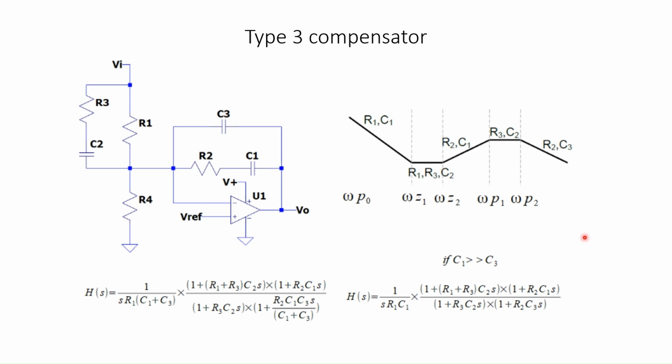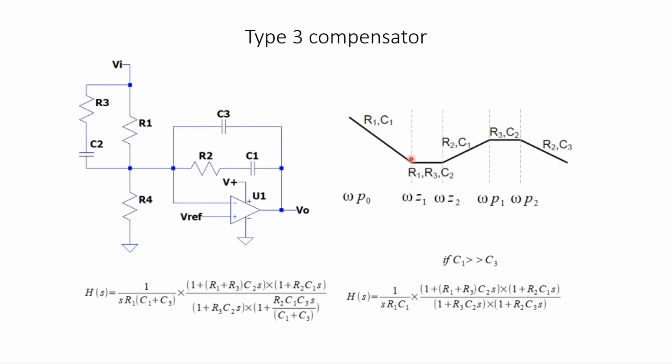So another popular compensator is a type 3 compensator. Again, implementation is shown using an operational amplifier, and a simplified transfer function of the type 3 compensator if C1 is far greater than C3. C1 should be at least 10 times more than C3. This is the transfer function. Again, there is a pole at the origin here, and the first 0 will come at omega equal to 1 over R1 plus R3 C2. That is where the first 0 comes.